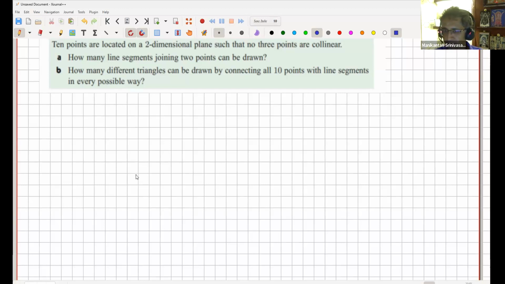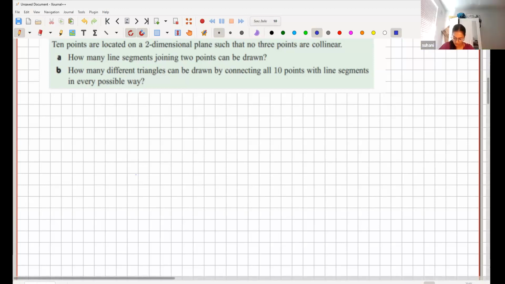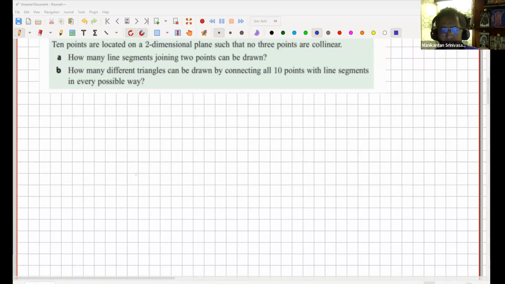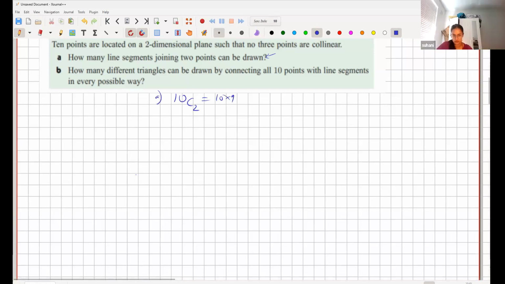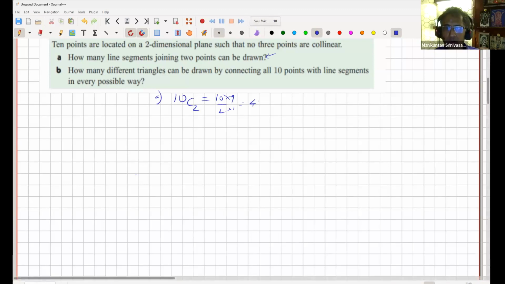Suhani. I'm not sure, but I think when they say 10 points, they mean a decagon, because I got 45 line segments for that. Yeah, exactly. There are 10 points. Any 2 I choose, I'm able to draw a unique line. So it's just 10 choose 2, which is 45 indeed. 10 into 9 by 2 into 1. You should be more confident. Stop saying I'm not sure. Yeah, it is right. 10 choose 2, which is 45.